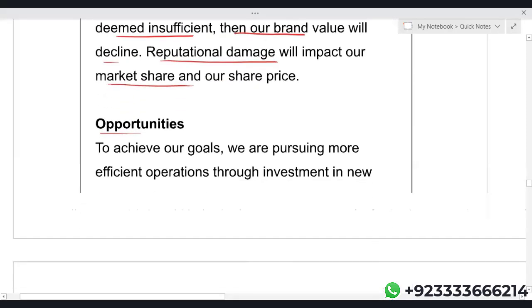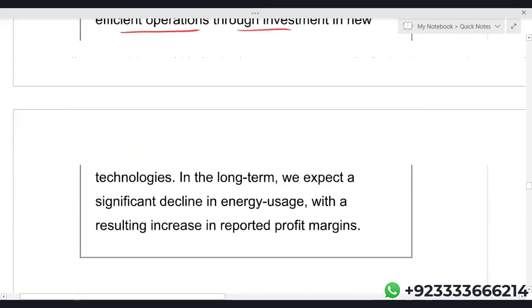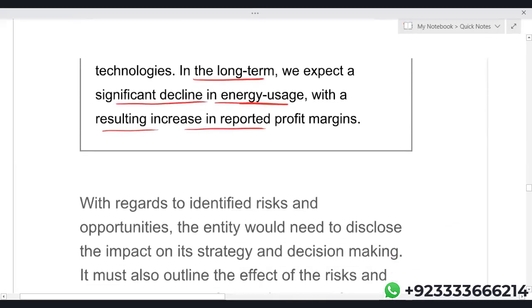Now, opportunities. To achieve our goals, we are pursuing more efficient operations through investment in new technologies. In the long term, we expect a significant decline in the energy usage, with a resulting increase in the reportable profit margin.